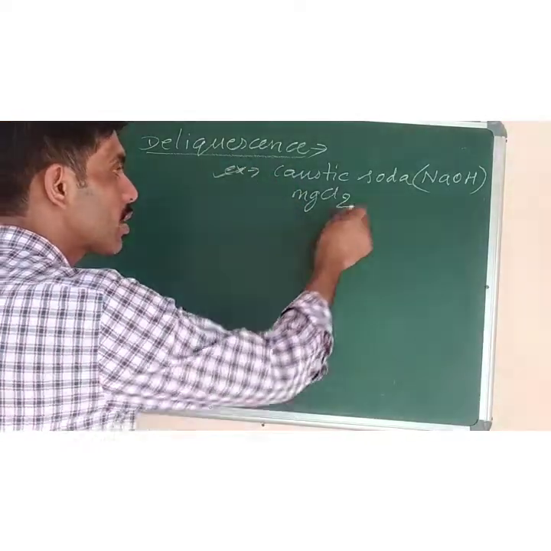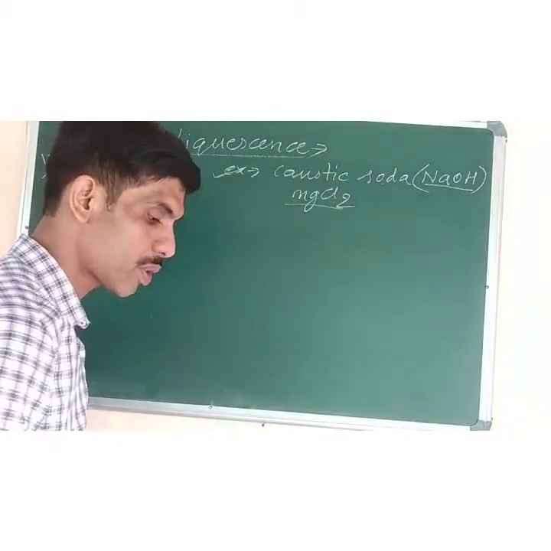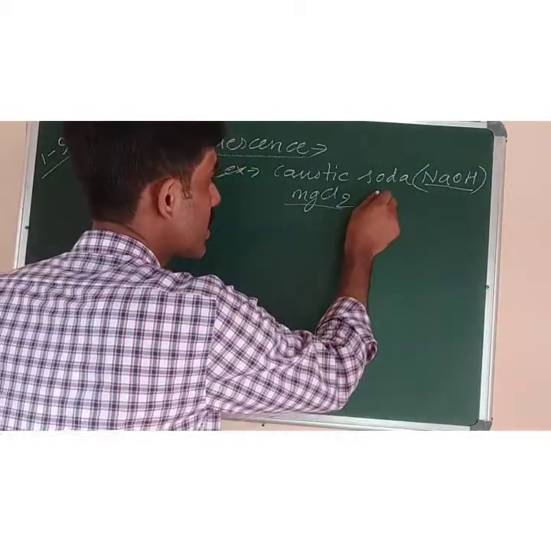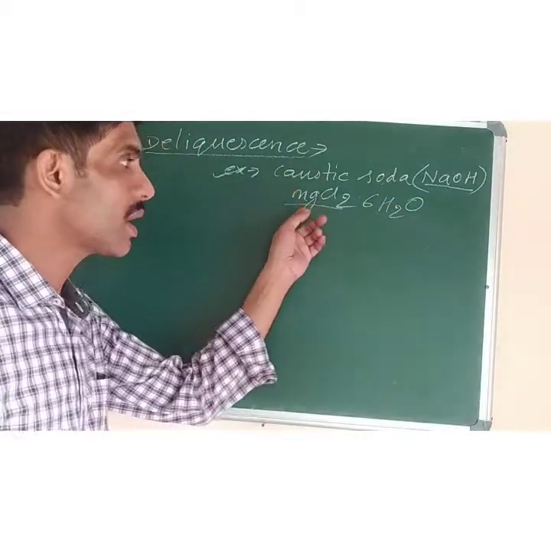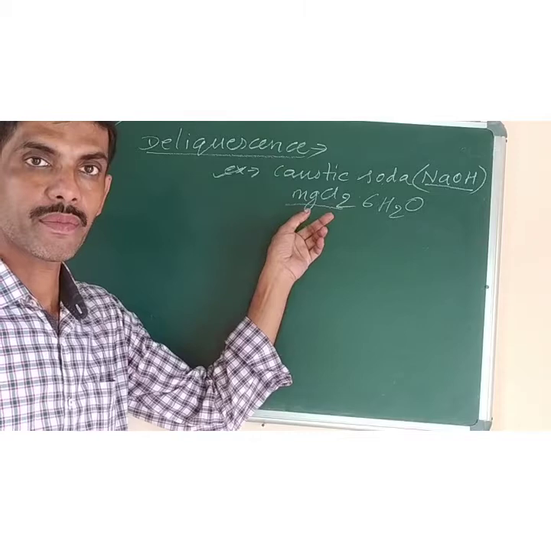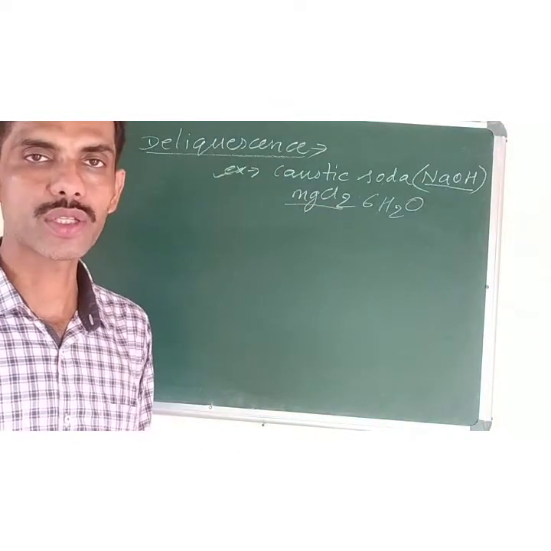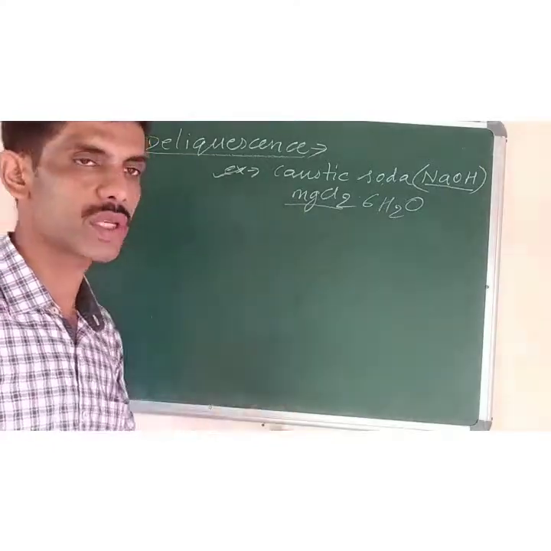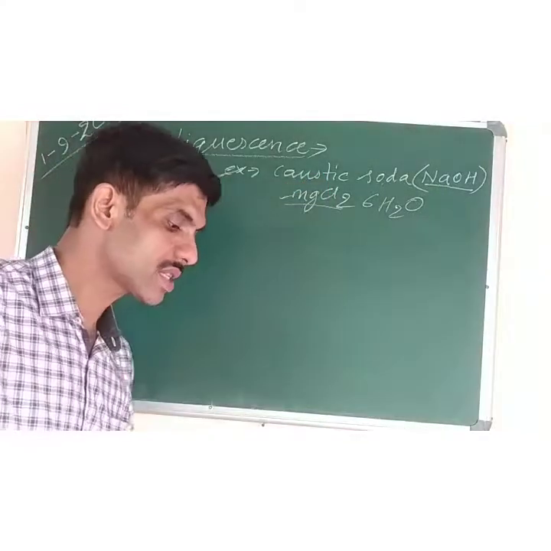Some examples are caustic soda, like NaOH, and anhydrous magnesium chloride, that is MgCl2·6H2O. Anhydrous means without water molecules. So when they are exposed to the atmosphere, they will absorb the moisture from the atmosphere, they will become wet or dissolved and they will form a solution. Such types of substances are called deliquescent substances.